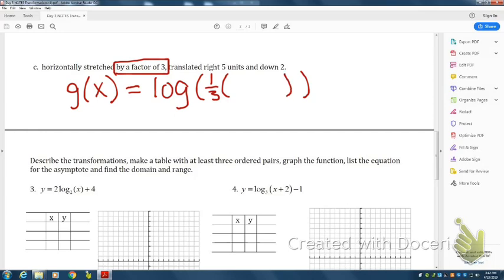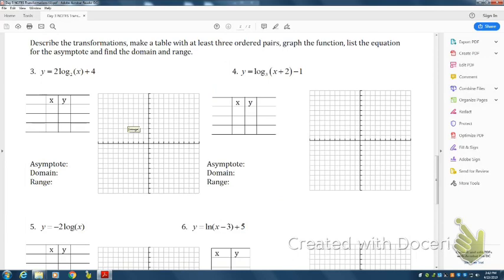If you translate right 5, it's x minus 5, and down 2, minus 2. There you go. So things that happen inside these parentheses are kind of like the opposite. If you're horizontally stretching by a factor of 3, you're going to take the reciprocal of 3 and use it for your B value. Okay, good so far? All right.